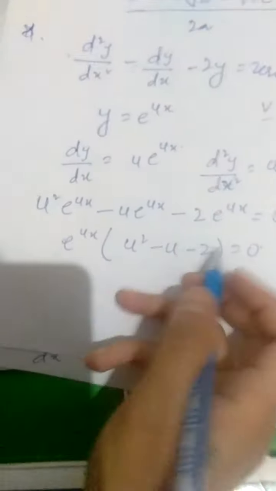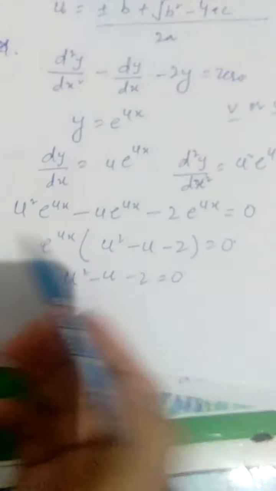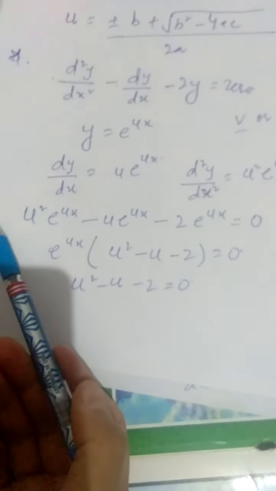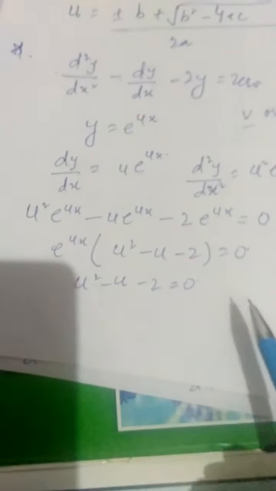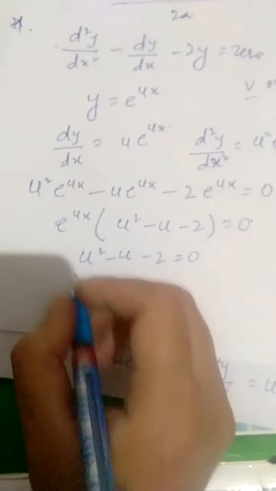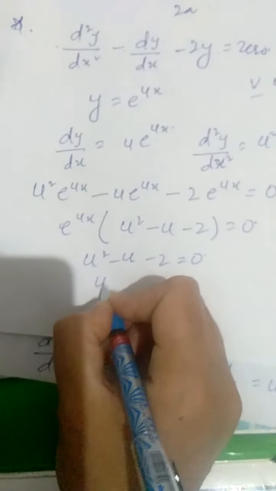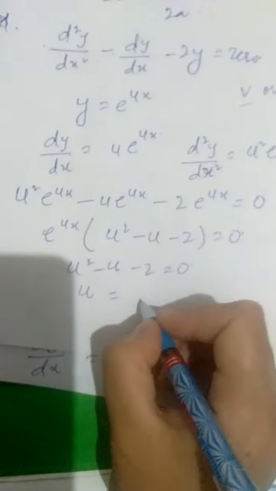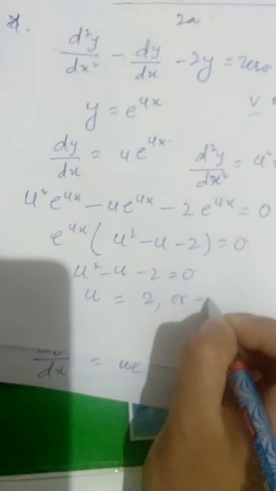Obviously, the exponential term is not equal to 0, so what is equal to 0 is this quadratic. You can solve this simple quadratic equation either by the discriminant method or by simple hit and trial method. The hit and trial method easily gives you u is equal to 2 or minus 1.